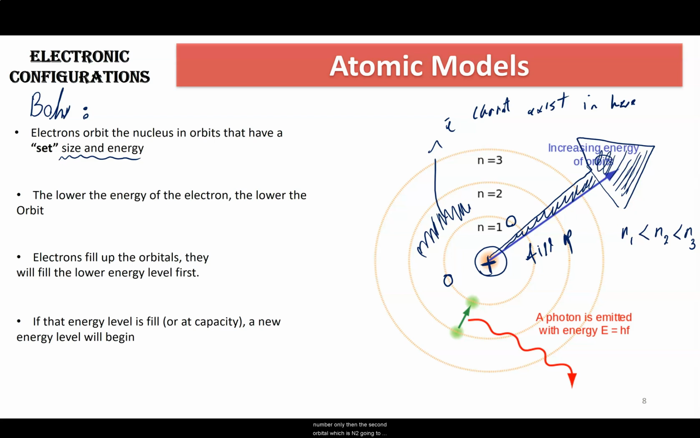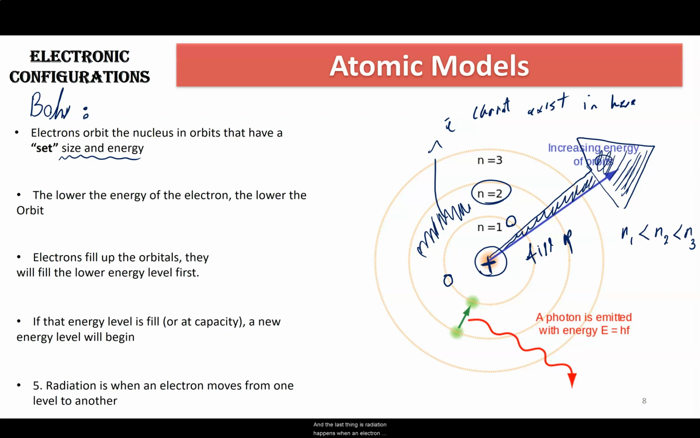Only then the second orbital, which is N2, is going to appear, or it's going to be made available for the remaining number of electrons. So in other words, you cannot first go fill N number 2 and then come back down to fill up N number 1. N number 1 is going to be filled first, then number 2, then number 3, then number 4, and the show goes on.